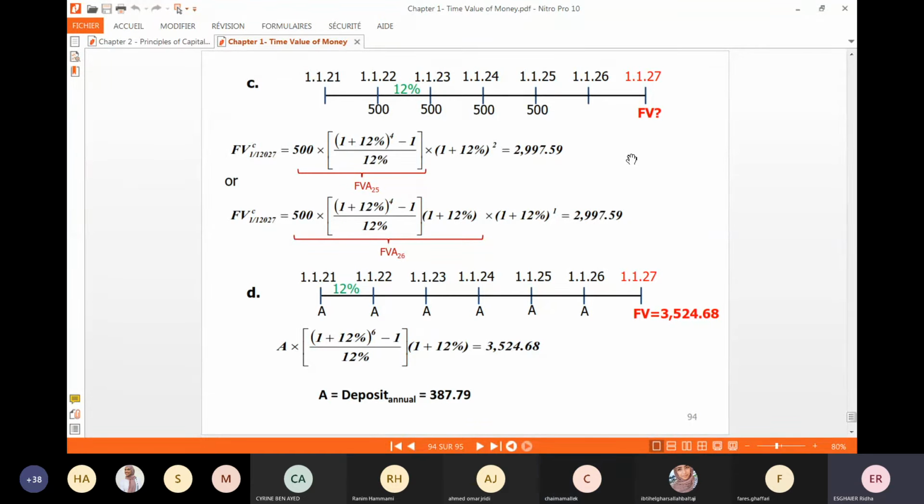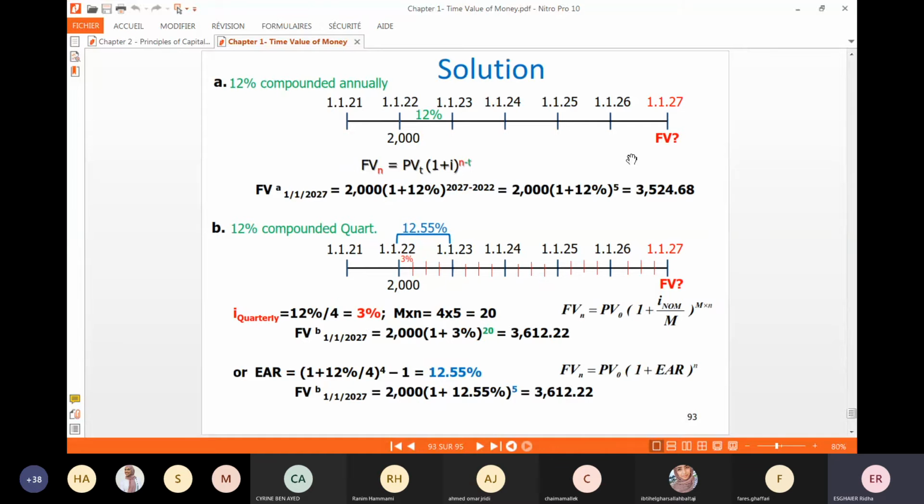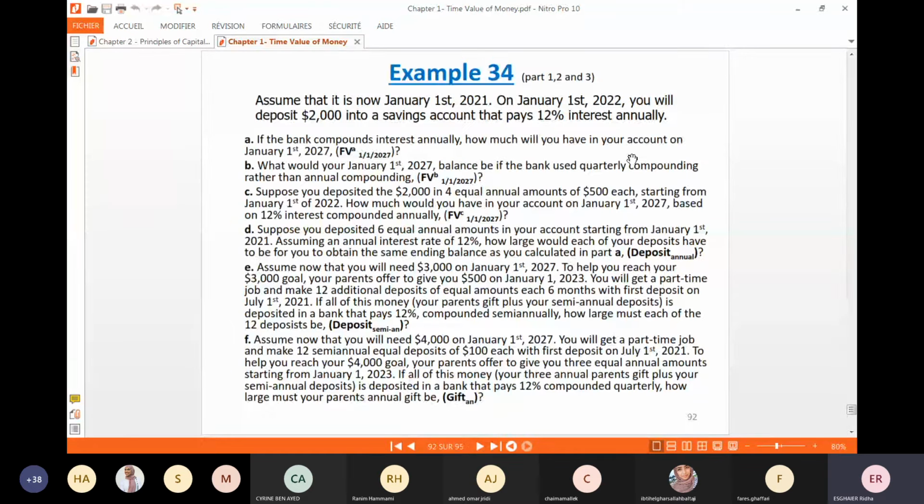Okay, what did he say? Suppose you deposited 2,000 in 4 equal amounts of 500 each starting from January 1st 2022. How much will you have in 2027? Is that clear? Clear, guys? Yes, sir.